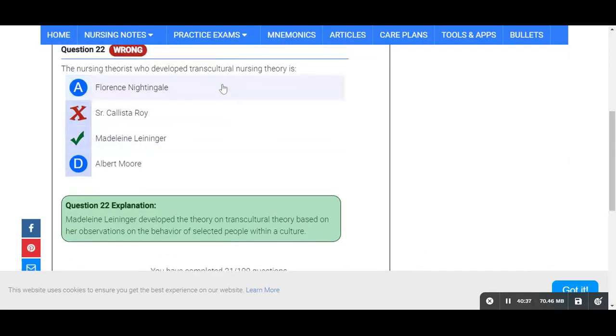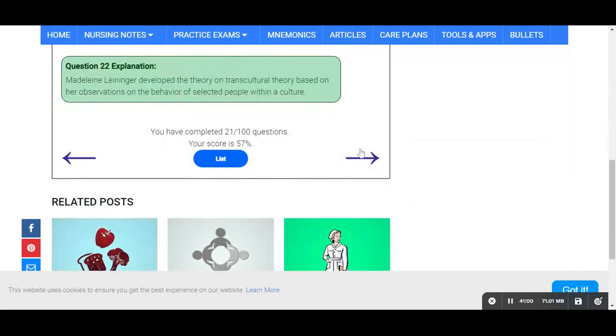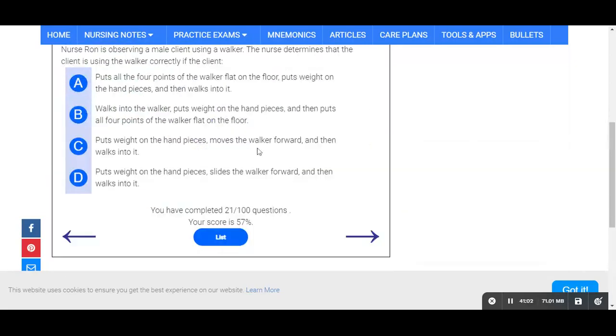Florence Nightingale is about hygiene. Callista Roy is about health-seeking behavior. Was that it? It has something to do with it. Or is it poverty? And Madeleine Leininger. The reason why I'm so familiar with Callista Roy is because this is the theorist that we used for our research, for our thesis.